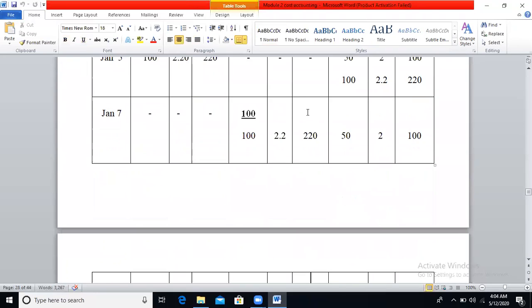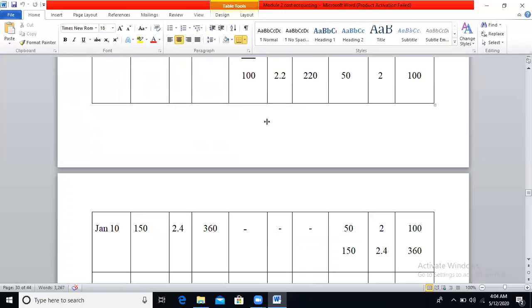So January 10th, purchases will be considered as receipts: 150 pieces, the rate will be 2.4. The value will be 150 into 2.4, 360. Then see the balance column. We already have the balance quantity of previous purchases, that is 50 units at the rate of 2 rupees, you will get 100. And the latest purchase, that is just now we have purchased 150 pieces at the rate of 2.4. The total value will be 360.